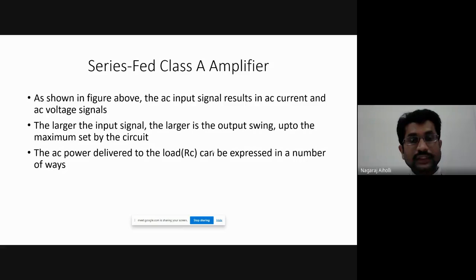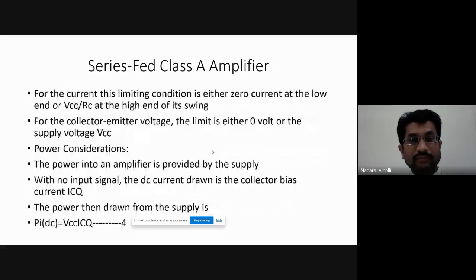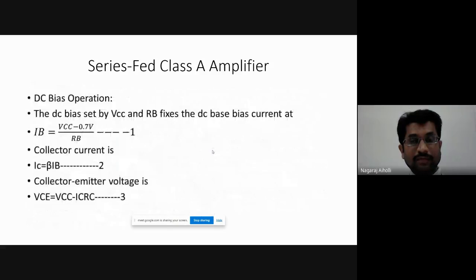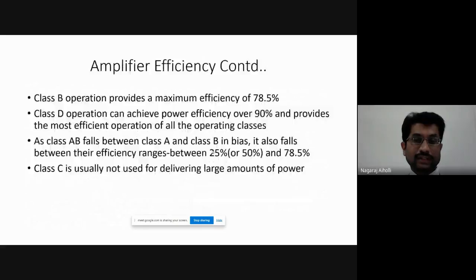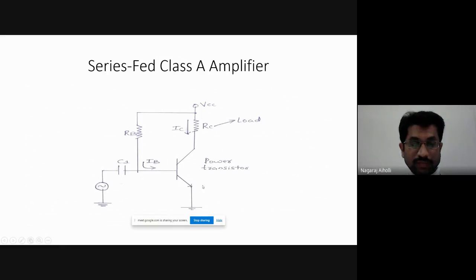In today's class, students, we discussed starting with the series fed class A amplifier. The series fed class A amplifier is nothing but the fixed bias circuit, but it is handling large input signal voltages, and that is done using the power transistor. So the power transistor provides the output of a few tens of watts. It is meant to handle large power. The power handling capacity of the power transistor is larger. Beta of the transistor is less than 100.